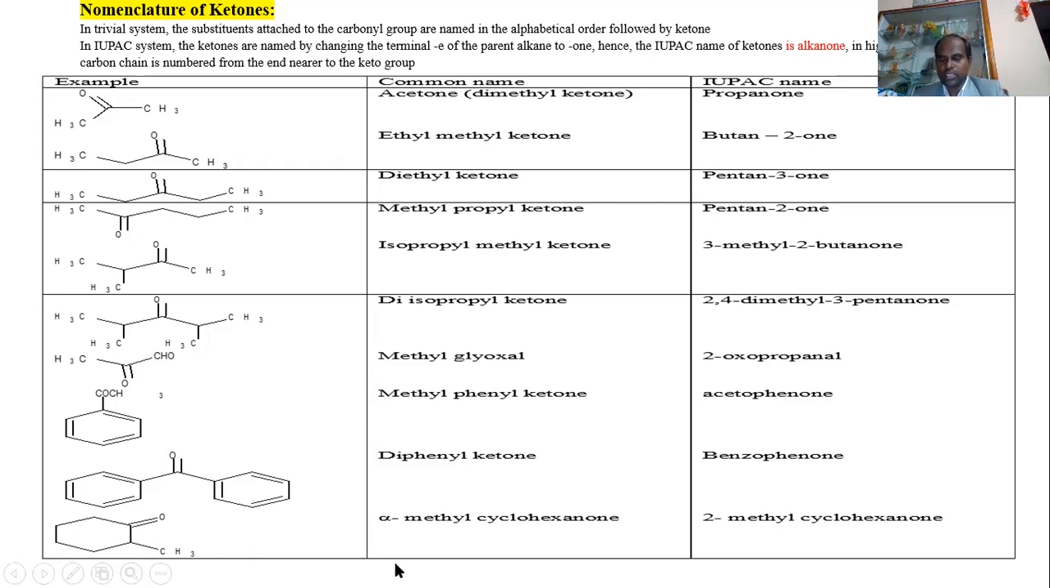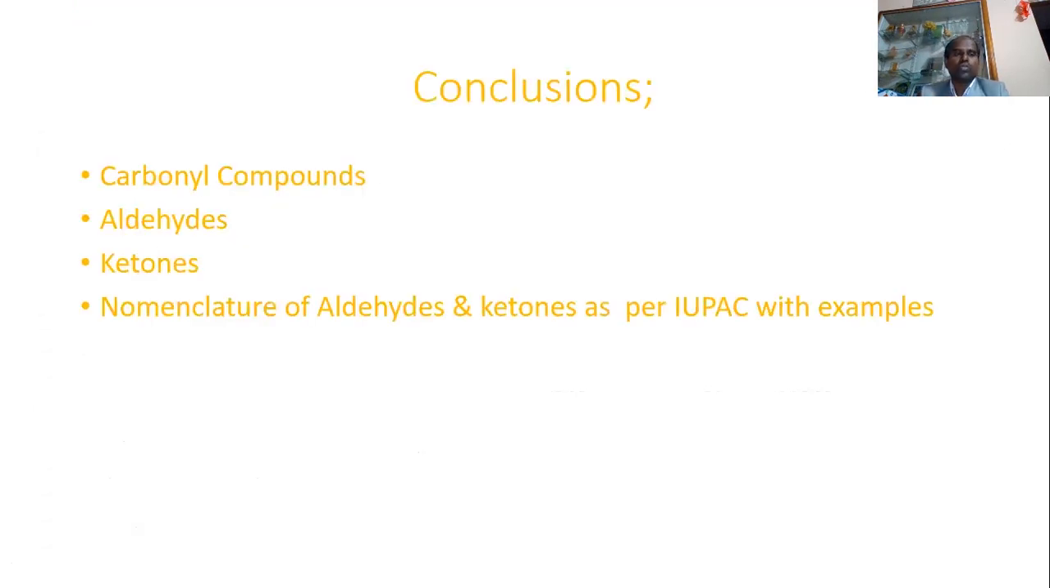So with this, I will move to the next slide. The next slide will give you the information about the conclusion. In this video we learned what carbonyl compounds are and their types, aldehydes and ketones, and also we learned about the nomenclature of aldehydes and ketones as per IUPAC with examples.